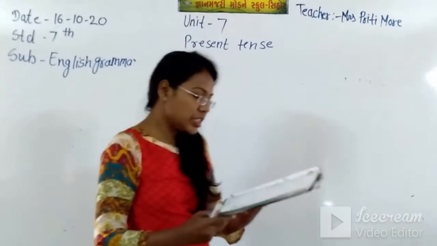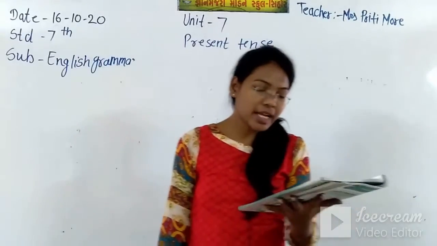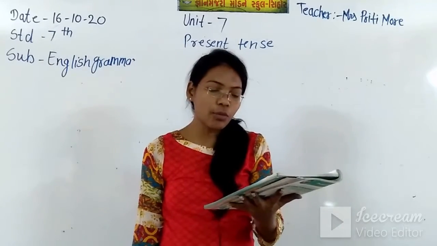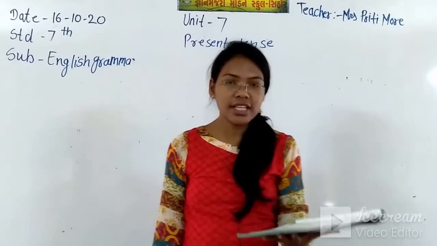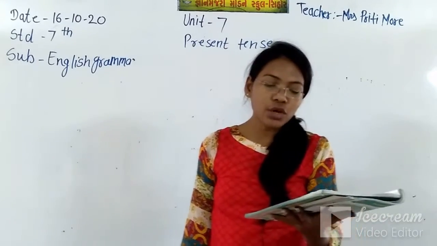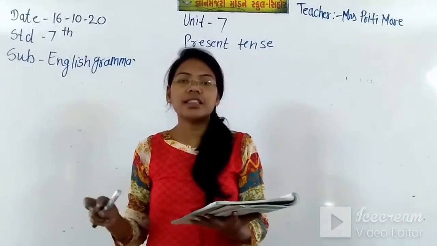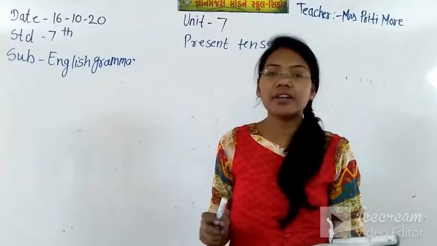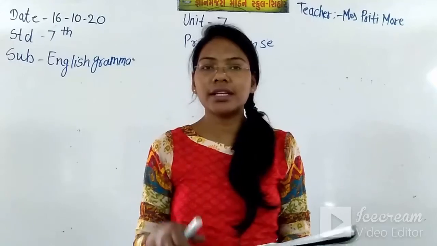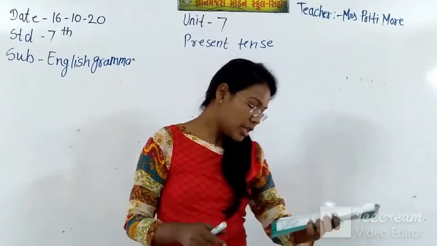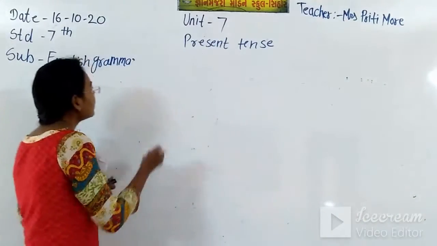Now what instruction is there? Fill in the blanks by choosing the suitable form of the verb for the following sentences. Now sentences are there and two verbs are there. We just have to identify and write the correct word which will be suitable in the blank space. So let's do the first one.